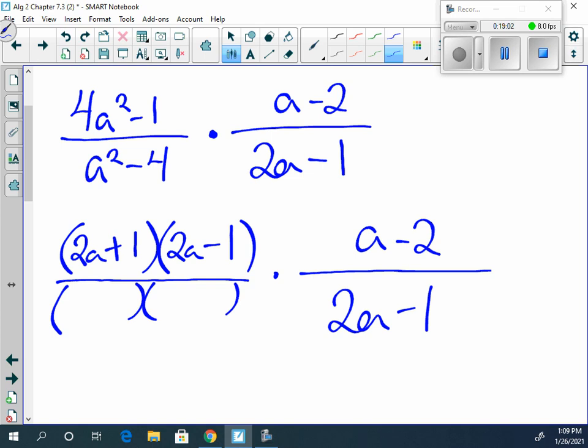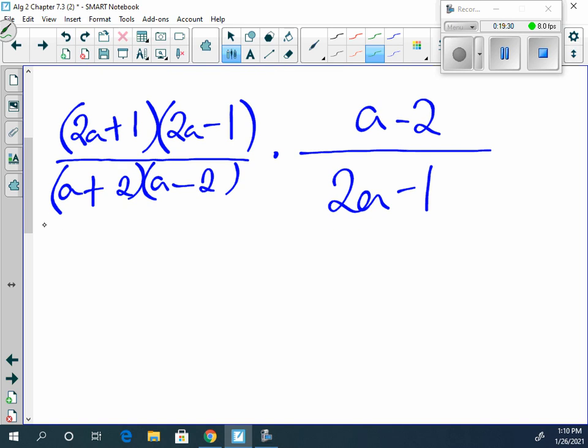Well, what about a squared minus 4? It's the same thing. It's a difference of perfect squares. Well, a squared would be a and a. 4 is 2 and 2, and the signs are opposite. The signs are going to be opposite. Any questions on how we got to this point here?